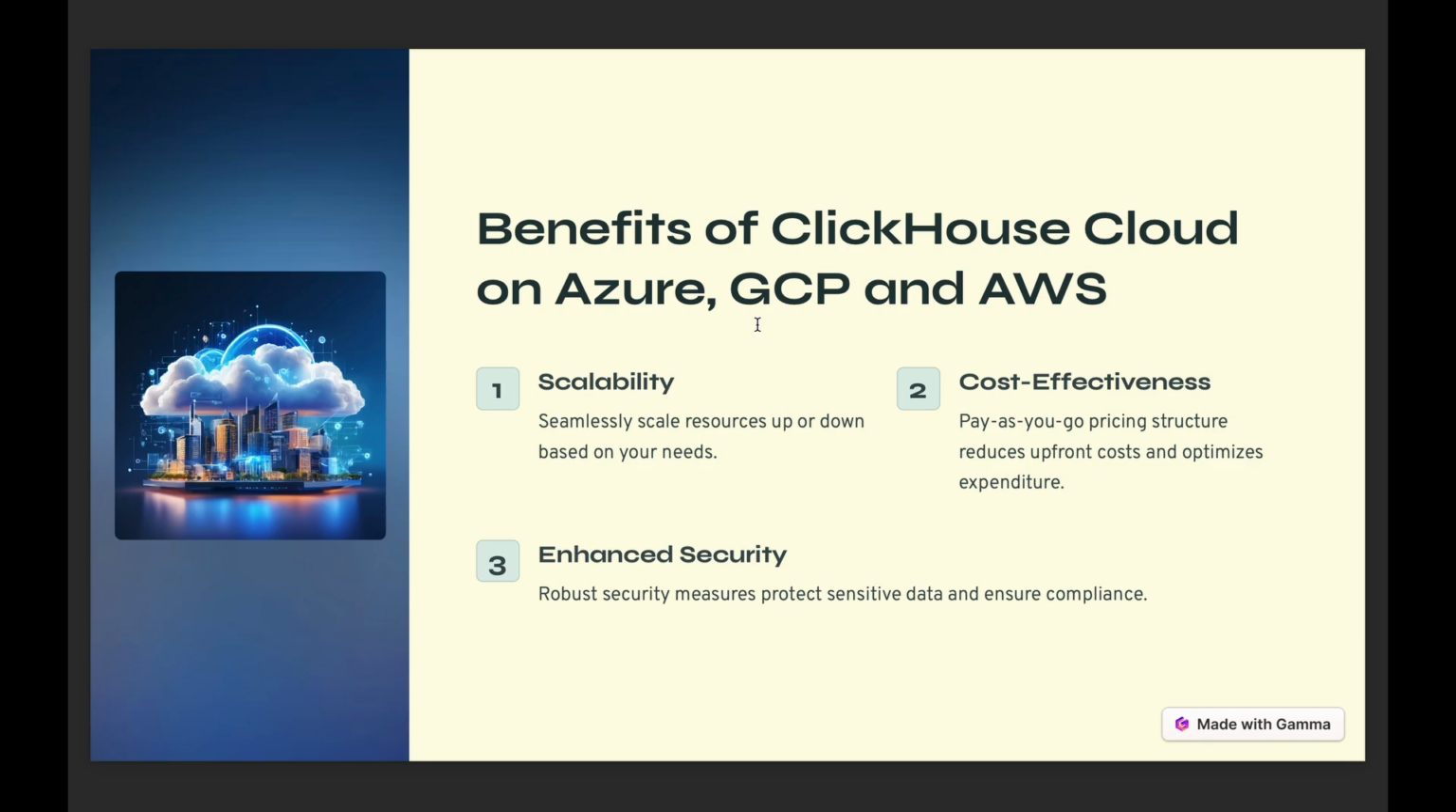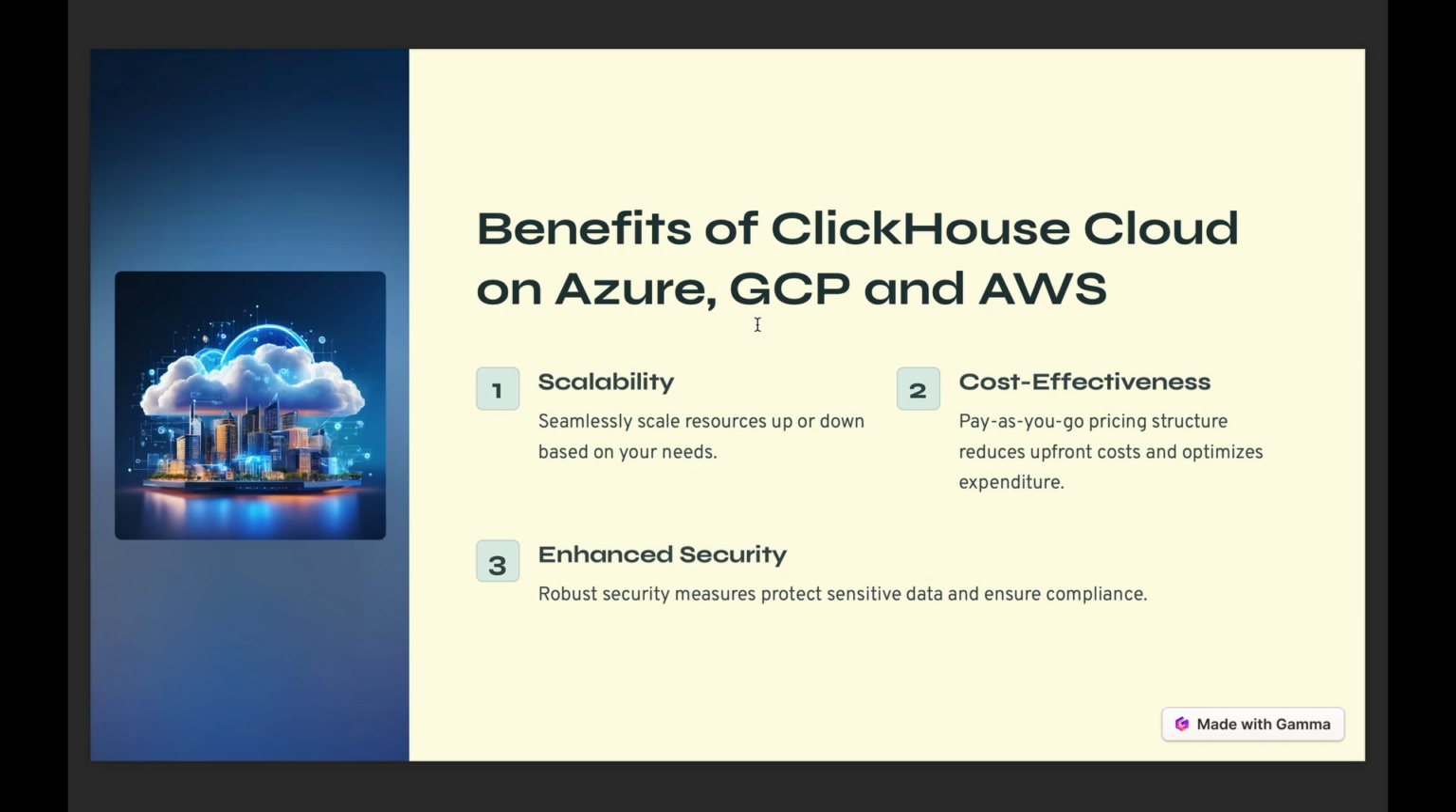So, what are the benefits of ClickHouse Cloud on Azure, AWS, and GCP? Number one benefit which we get is scalability. We can easily scale from a small set of resources like compute and storage to a large compute and storage automatically. We just have to set up the minimum and maximum compute the instance can go over.